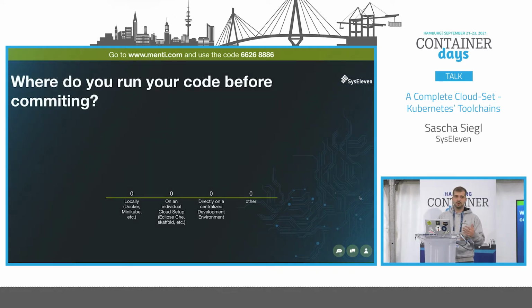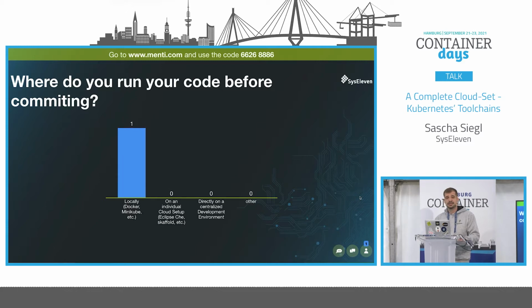The first one is a warm-up. I want to know where you're actually developing your code. So are you doing it locally, using an IDE, using Docker Compose, or are you already going within an individual cloud setup, or doing your development in your production environment somewhere? It doesn't have to be your production environment, like a namespace on the same Kubernetes cluster. It just has to be the same environment at all.